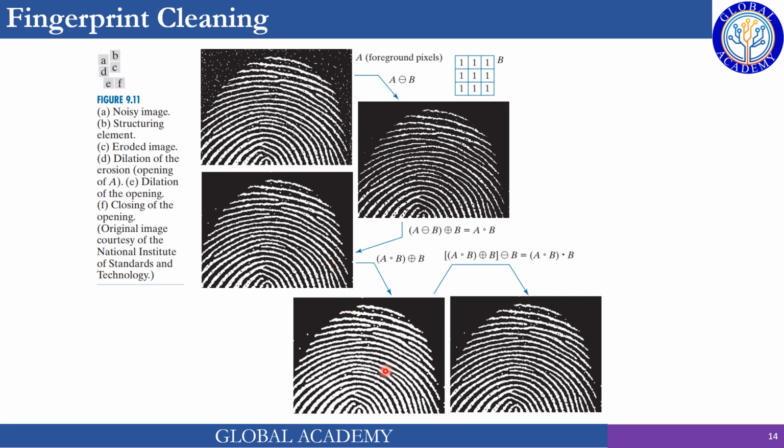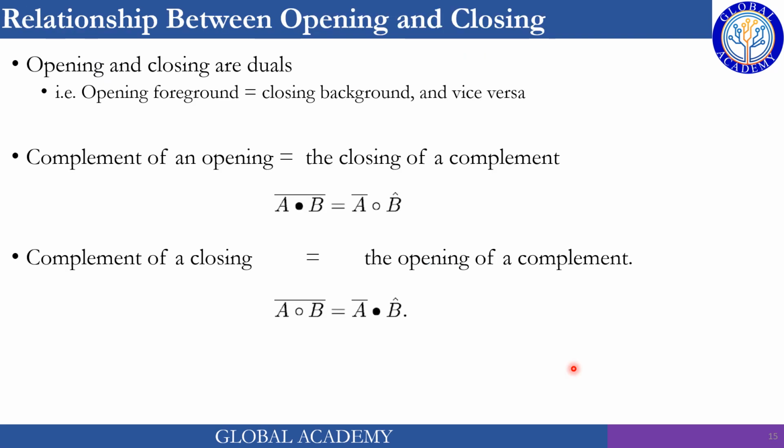So first with dilation they are more enhanced, and then after erosion they are once again almost back to the same size. The ridges in the first image and in the last image, the fingerprint ridges, are of almost the same size but with lesser noise.